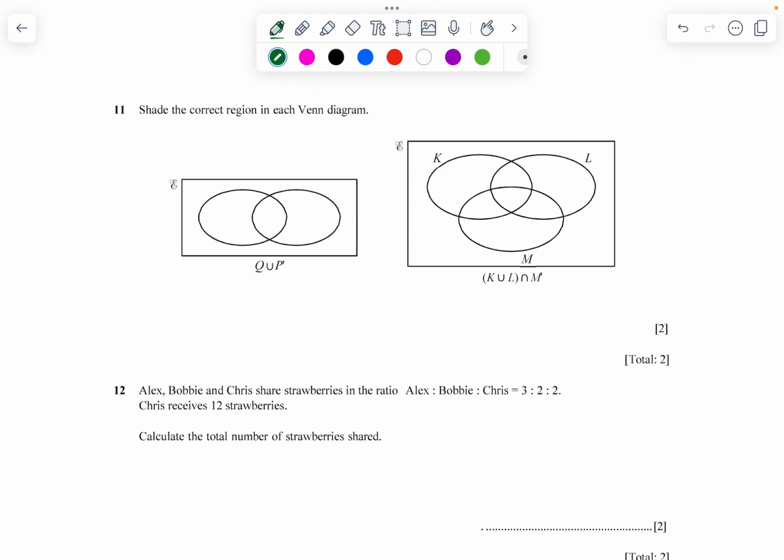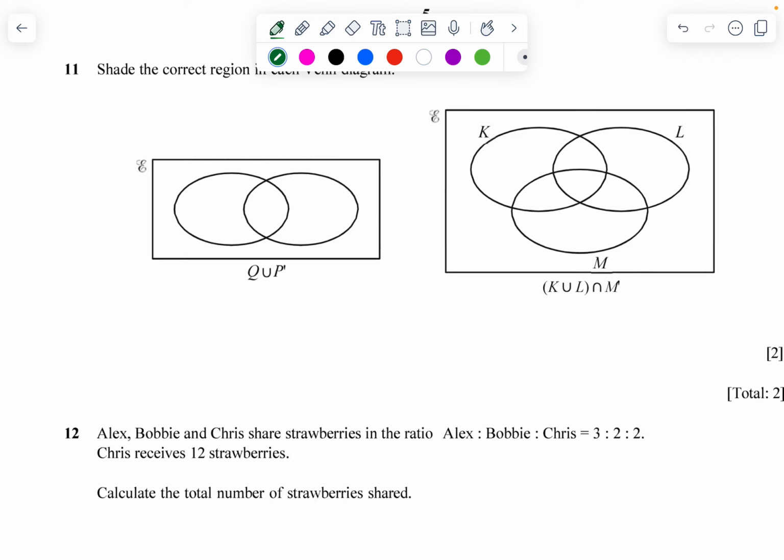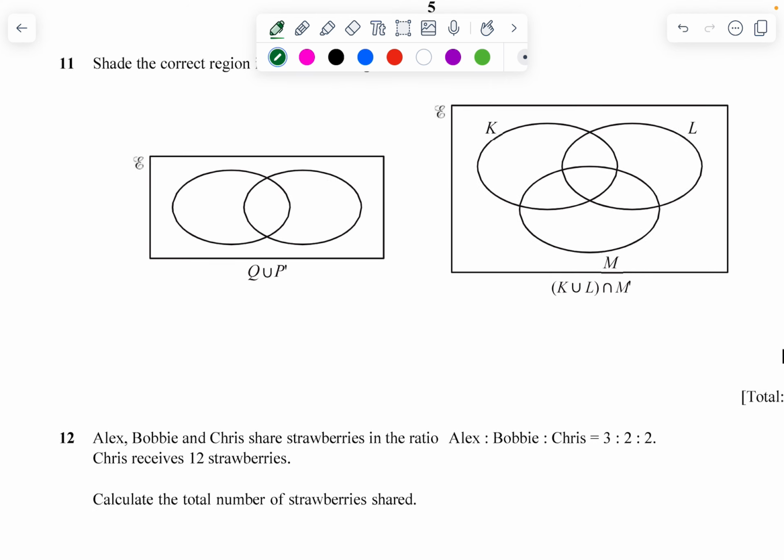Shade the correct region in the Venn diagram. It should be outside of P but inside of Q. This is Q and this is P. So don't enter P, but we can enter this part of Q. So that's going to be the answer.